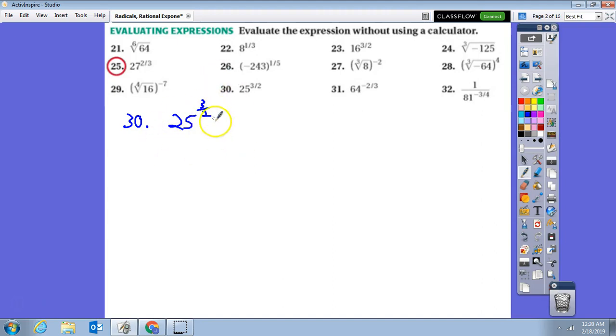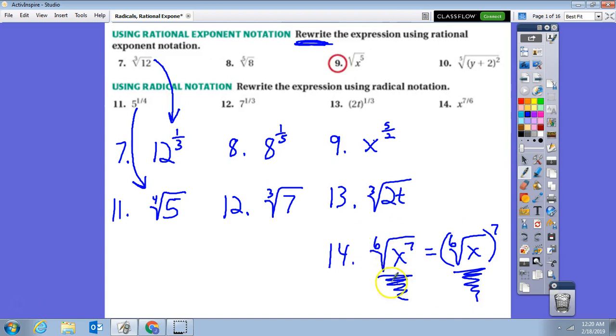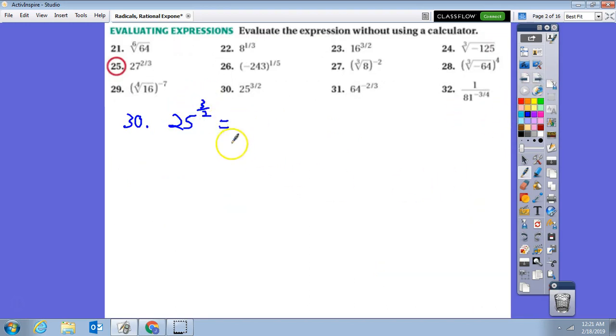Again, being able to rewrite this into a radical should be helpful. So if you'll remember back on the other page, one of the things I talked about is that this is a quick way to rewrite an exponent into a radical, but this way may help you more when you have situations where you may not have a calculator, or you're trying to evaluate and find the answer fairly quickly. So if you're looking in particular at this example on number 30, 25 to the 3/2 power, yes, is the same thing as the square root of 25 cubed. Remember, the 2 is the root, the 3 is the exponent.